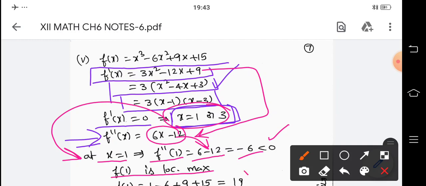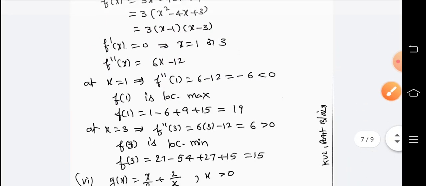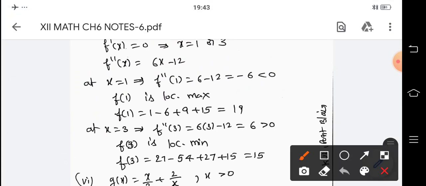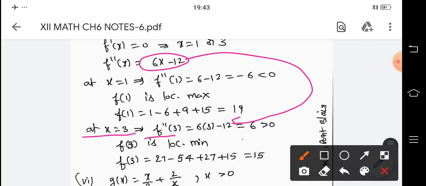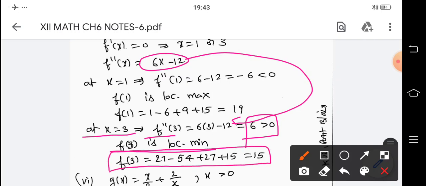So find f of 1, which will come 19. In a similar way, go for x is equal to 3, the other critical point. f double dash of 3, substitute in this, so plus 6 will come, greater than 0. So f of 3 is a local minimum. Find that value by substituting x is equal to 3 in f of x. Then you get the local minimum.